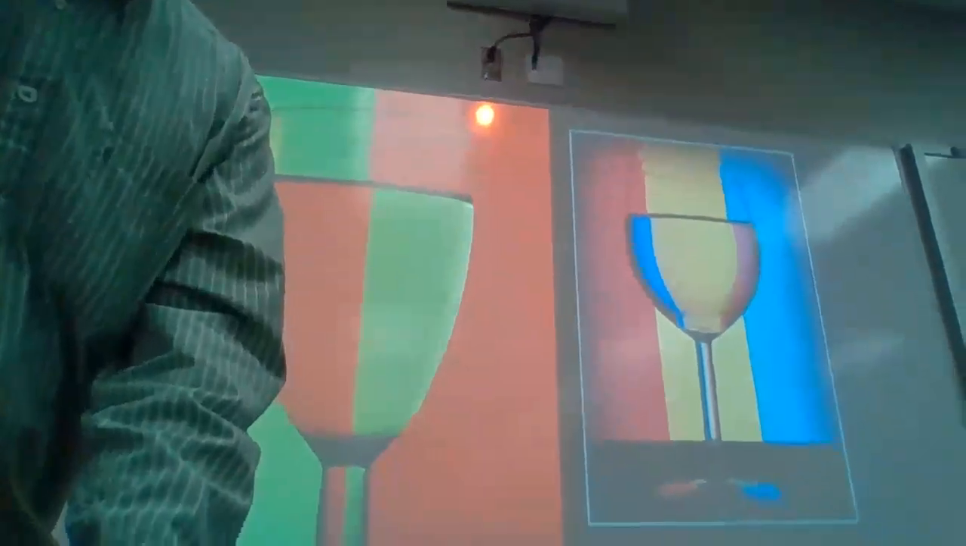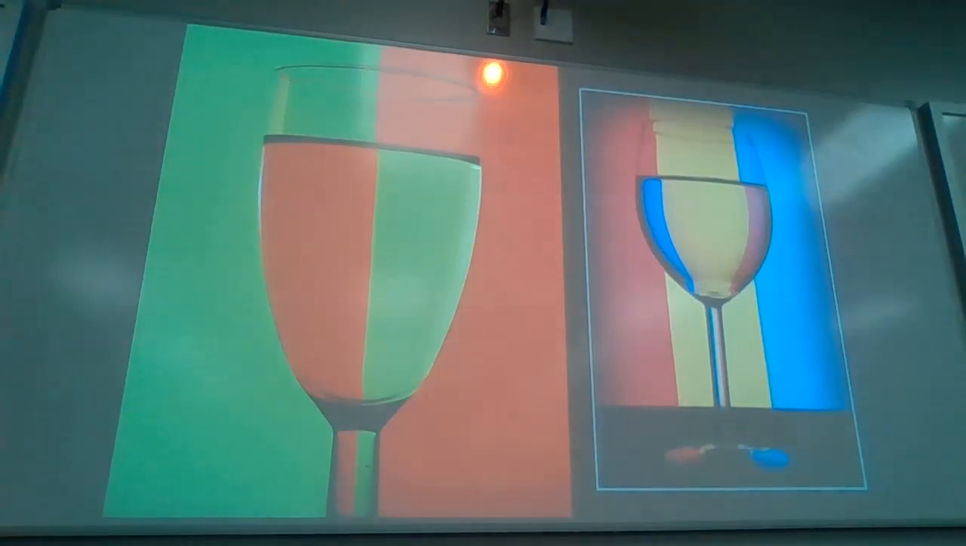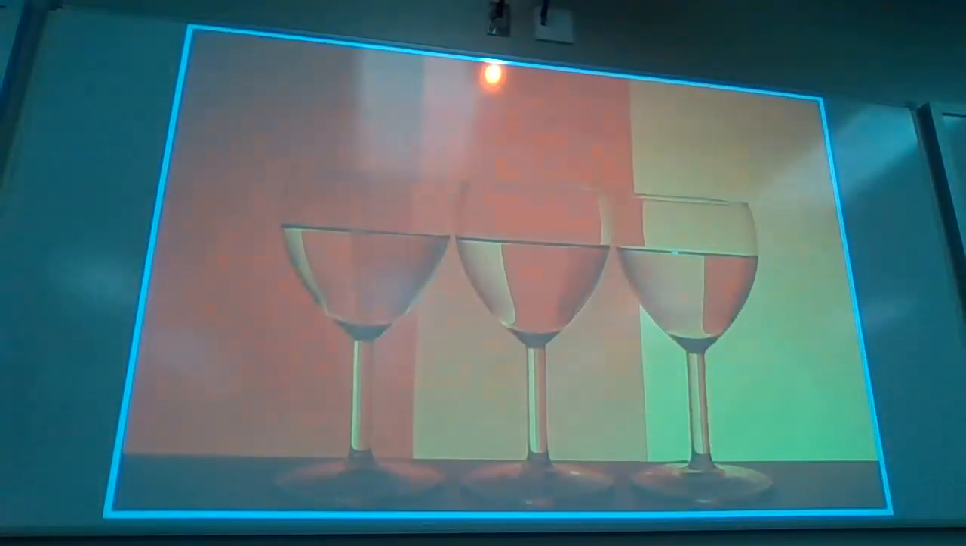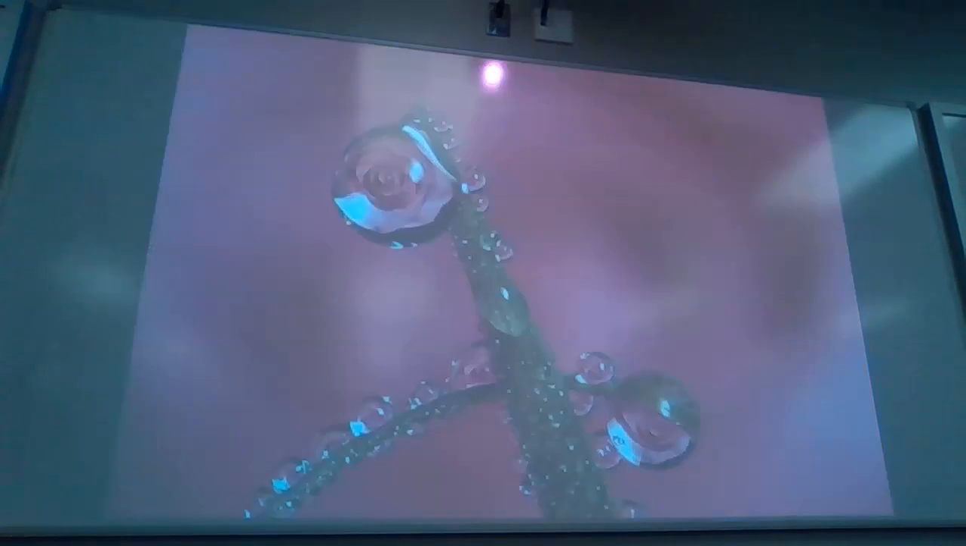So these are just some funsies pictures. These cups are acting like converging lenses, so they're doing an inverted. The right and left are inverted. Okay, cool. Okay, so raindrops, water drops act like converging lenses. So like there's a rose in every raindrop there.